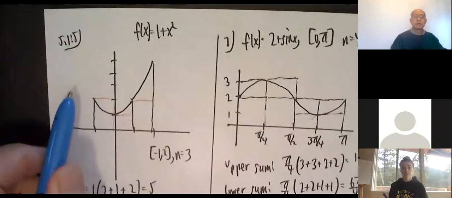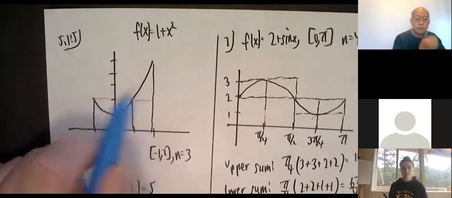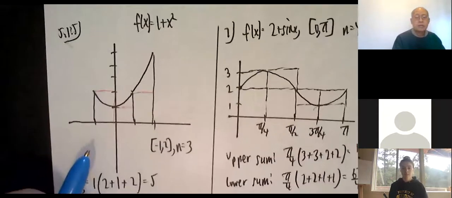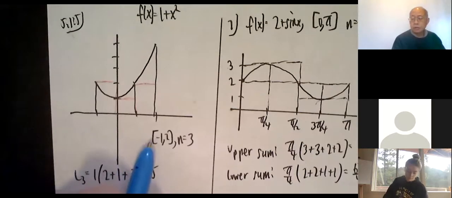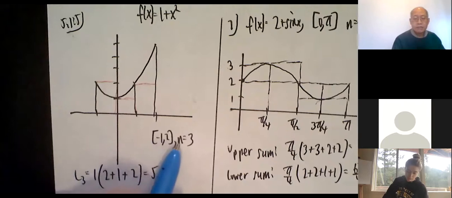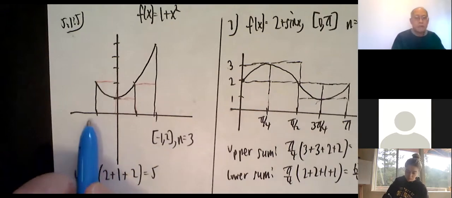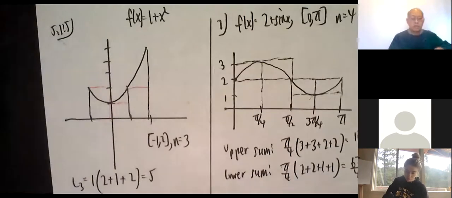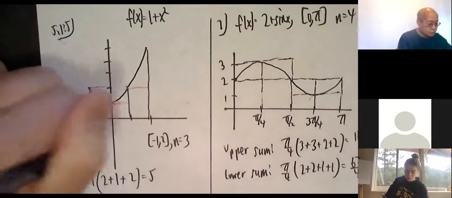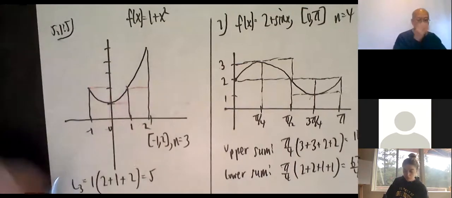Okay, and I need the next page to get that. So I'm trying to reconstruct the same picture as we have here. Now, use the left endpoints. So we're going from negative 1 to 2, and it's 3. Left endpoints. So from negative 1, I think I should label these: negative 1, 0, 1, 2.